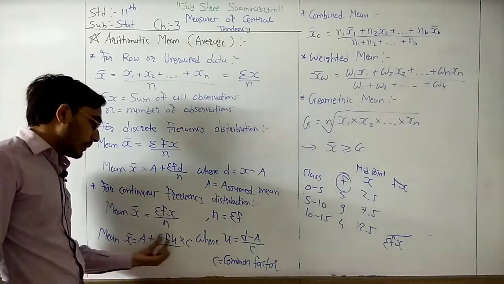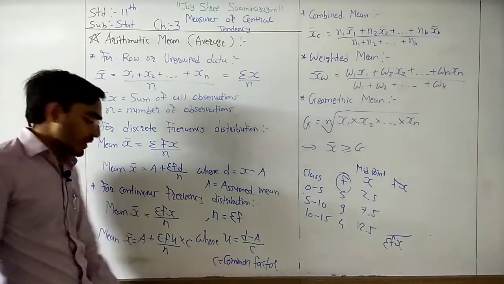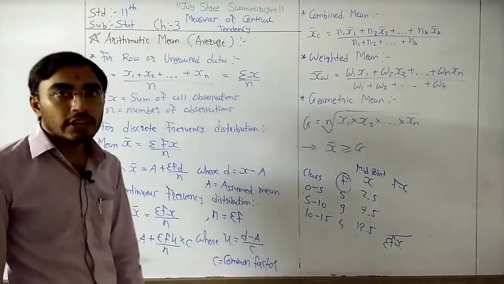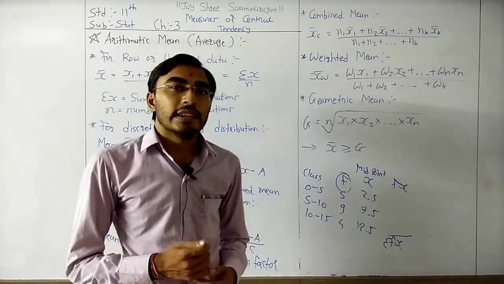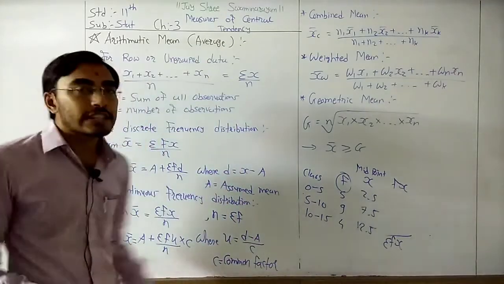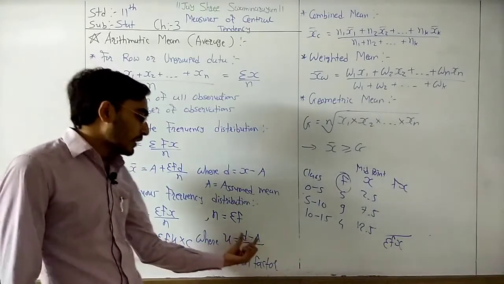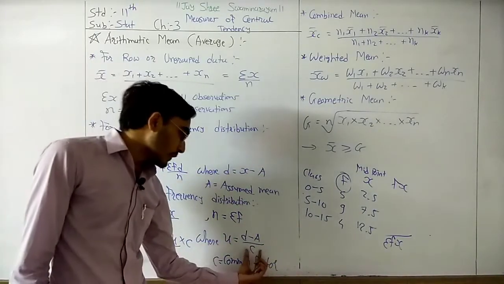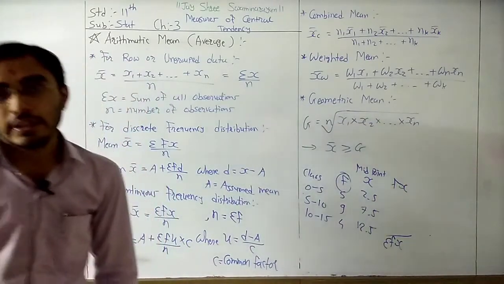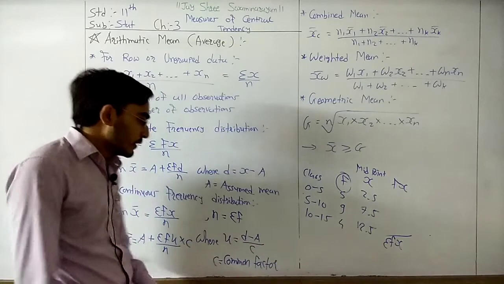Okay, a plus sigma fu divided by n multiplied by c. Here u means what? We already learned this method in standard 10, the step deviation method, right? So this is the step deviation method. Here u means d minus a. First of all you need to find d minus a, and after that you need to divide it by c.